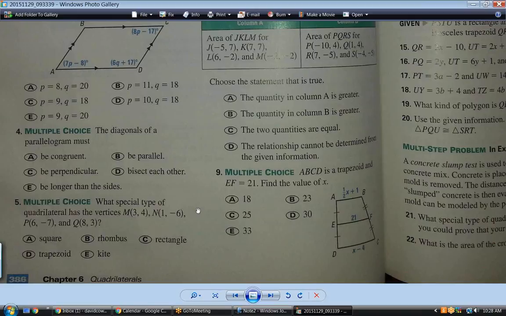Very good. I was going to say, let's go through each answer, starting with, are they congruent? Nope. Are they parallel? No. Are they perpendicular? Not in a parallelogram. If it was a rhombus, they would be, but not in a parallelogram. And they bisect each other? Yes.